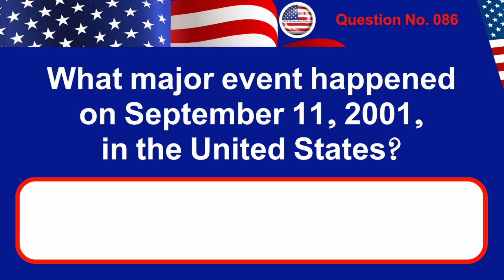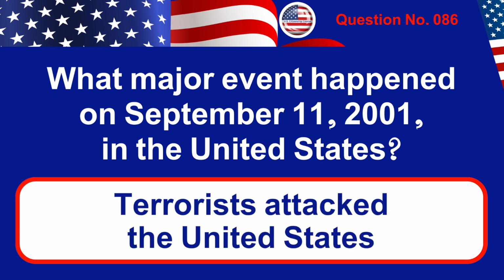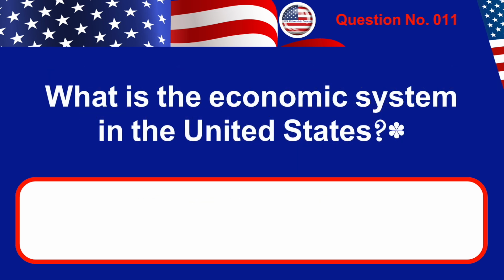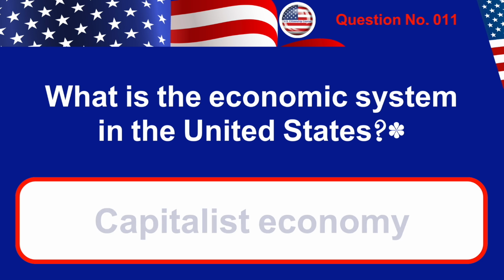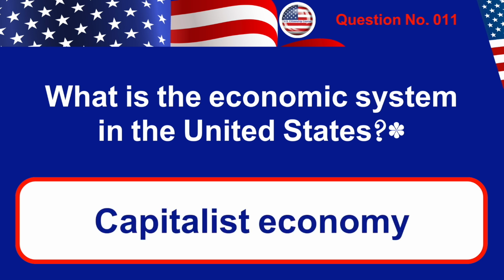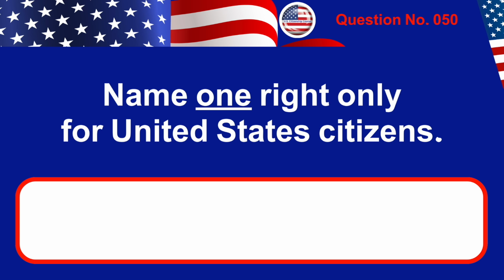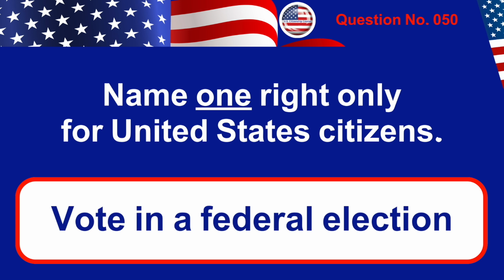What major event happened on September 11, 2001, in the United States? Terrorists attacked the United States. What is the economic system in the United States? Capitalist economy. Name one right, only for United States citizens. Vote in a federal election.